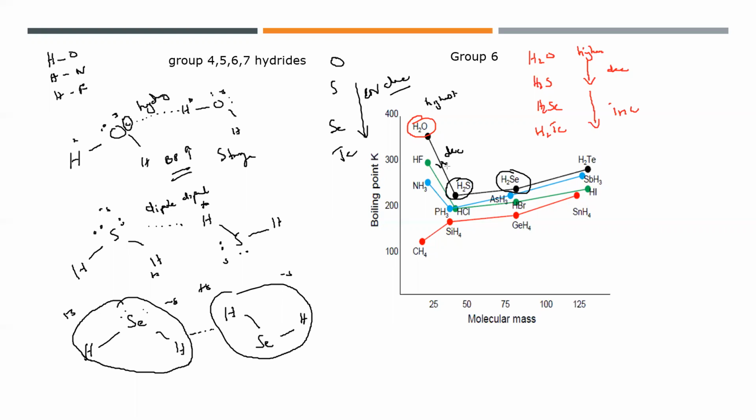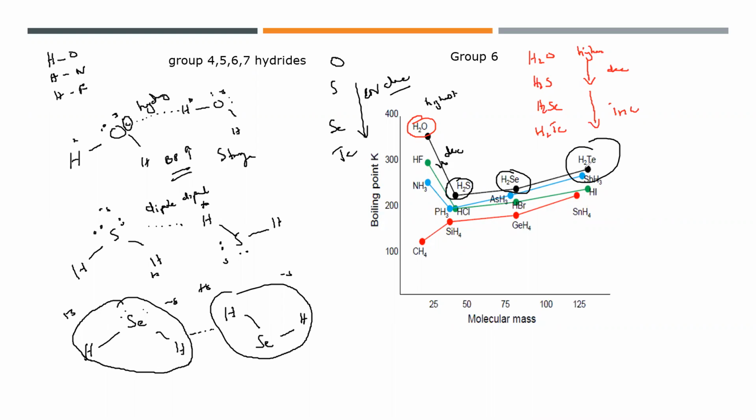Moving from hydrogen sulfide to hydrogen selenide, selenium, even though it is less electronegative, has more electrons, so the greater the number of electrons, the greater the dipole induced dipole force. That is why the boiling point will be higher. And moving from hydrogen selenide, H2Se, to H2Te, what we'll observe again is an increase.